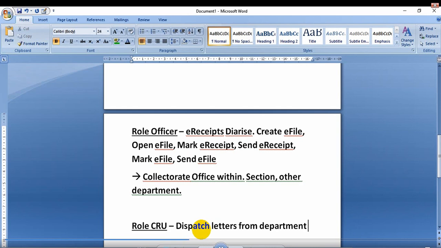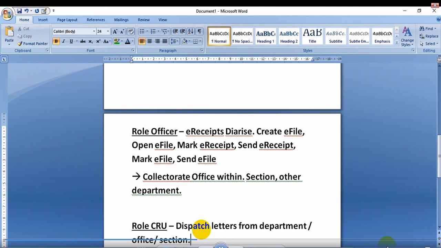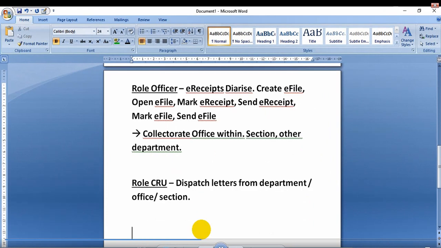I am writing only keywords here, no confusion in it. So the person who is having the role of CRU will do what I have written just now. Okay, so it can dispatch letters from department, sections, or any other office. Okay, now the next role I am taking is role closing.